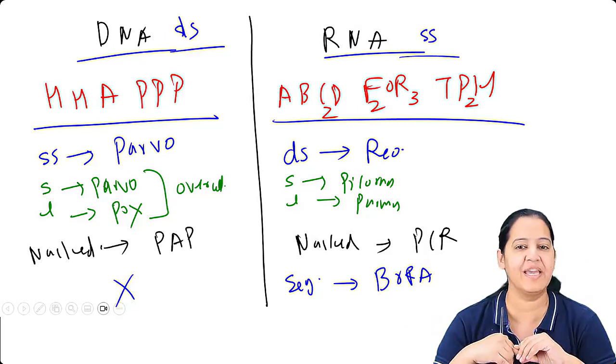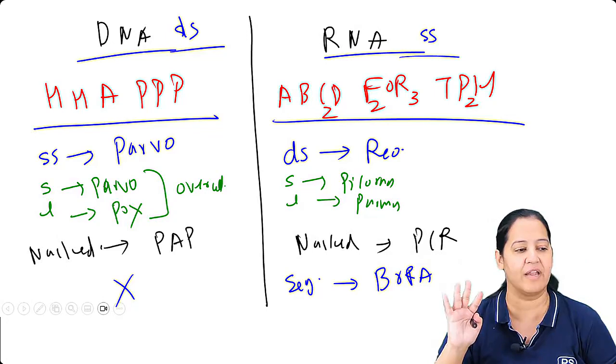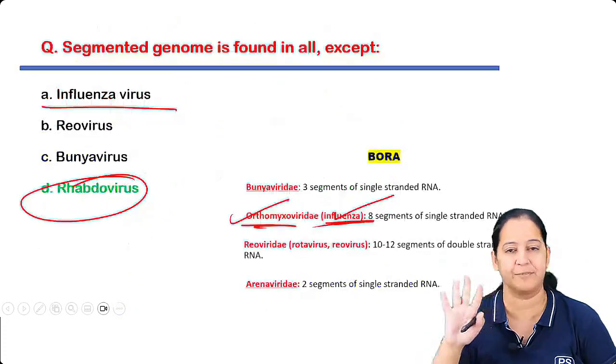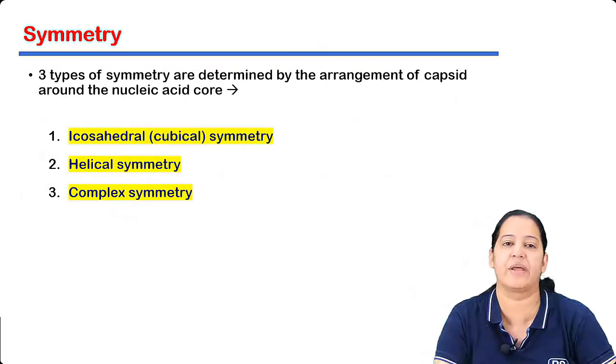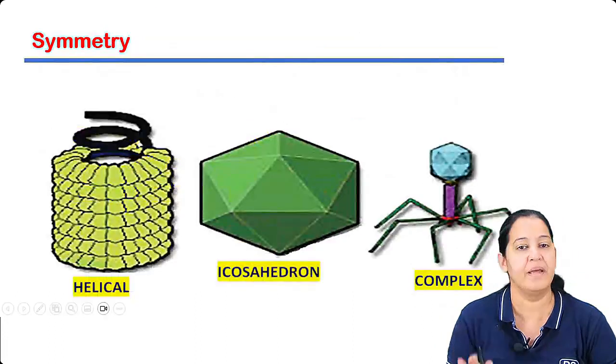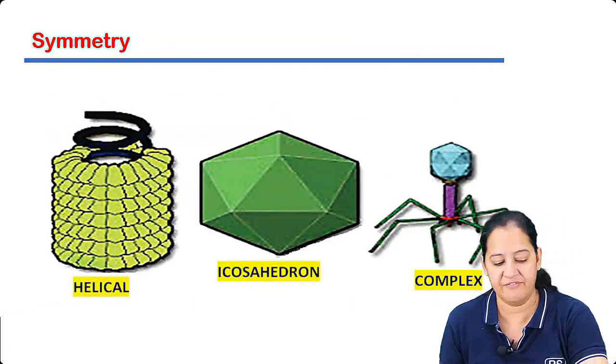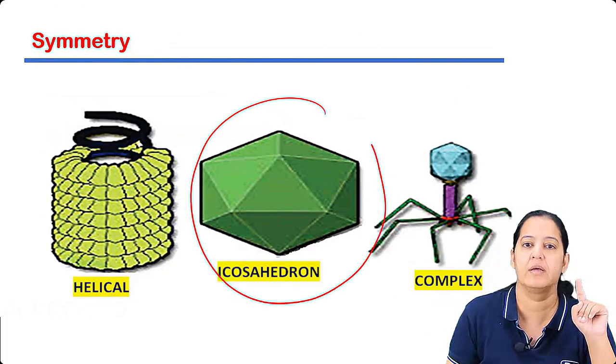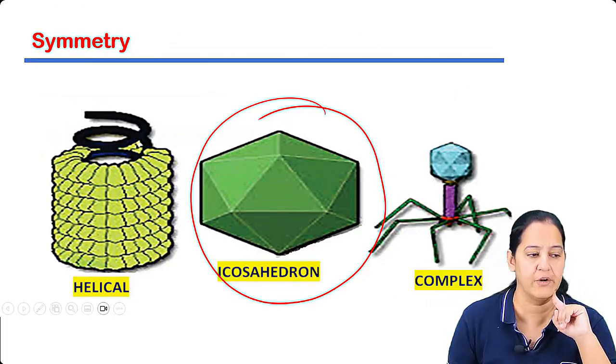Okay, can we proceed? So these are the 4 concepts we have learned till now. Now let me come to the 5th concept. The 5th concept is the symmetry of the viruses. There are 3 types of symmetry. First, understand the names. The first symmetry is icosahedral. What do you mean by icosahedral?